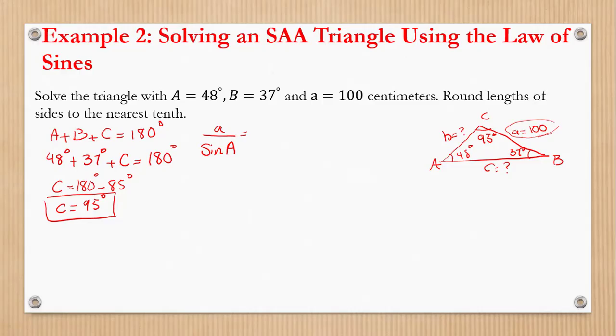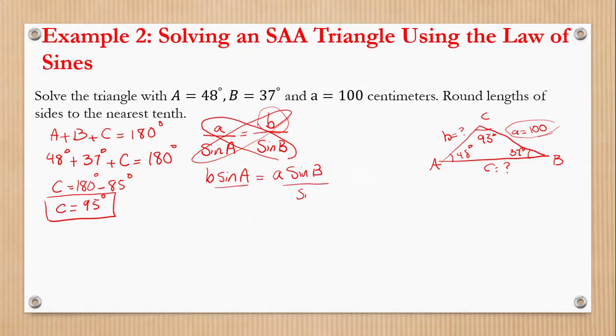If I want to find side B, I will put B over sine B. You don't need all three fractions at the same time. You have to have at most two fractions at a time. Since I want to find B, I will do the cross multiplying. B times sine A must be equal to A times sine B. To find B, I need to divide both sides by sine A.